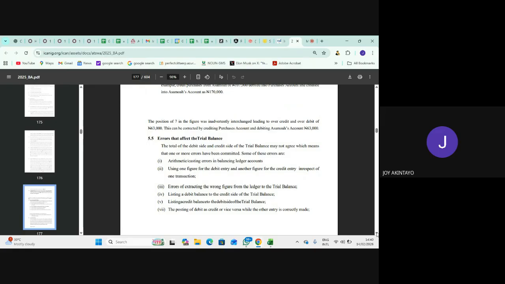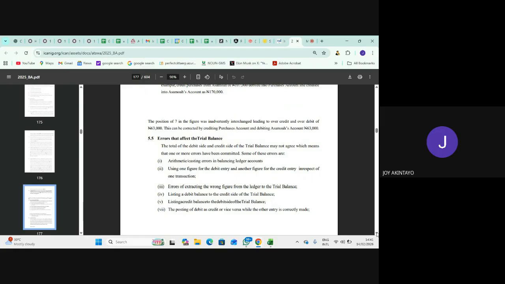Another one is the error of extracting the wrong figure from the ledger to the trial balance. While you are preparing your trial balance, you know you need to extract. So this error occurs as a result of your extraction from your ledger. So it will actually make your trial balance not to be accurate.